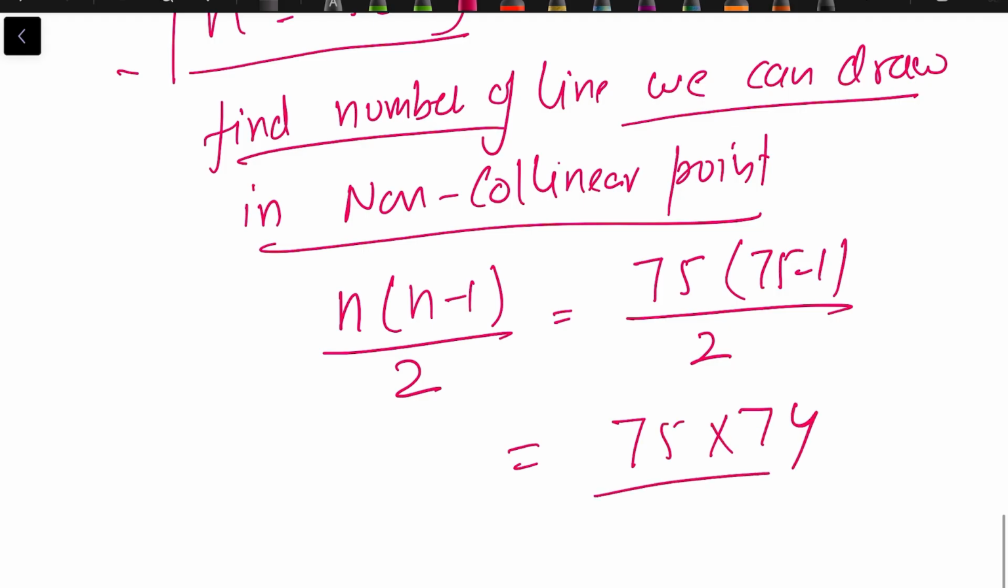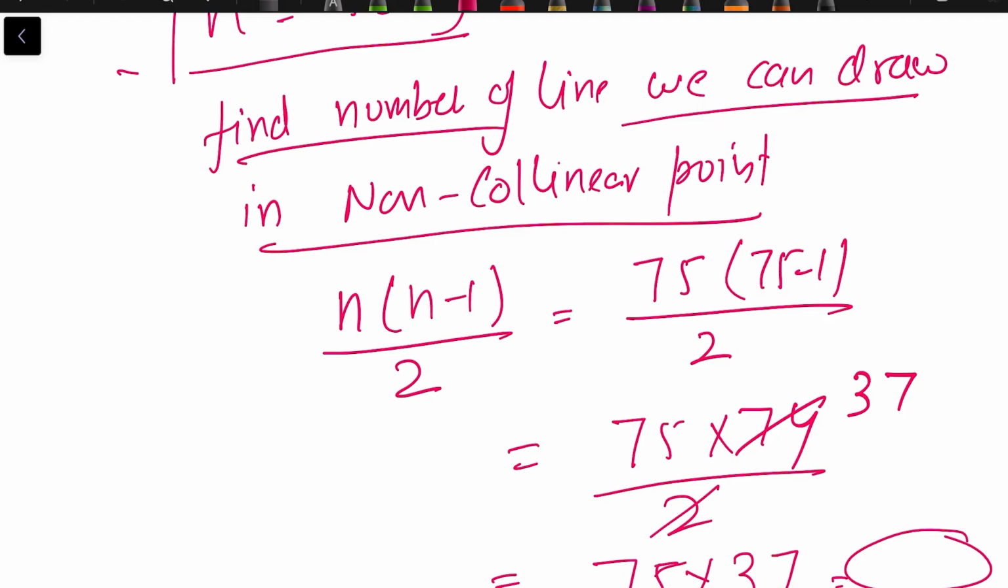75 multiplied by 74 divided by 2. The simple way is to multiply this out. Whatever the result comes, that is the number of lines we can draw from these 75 points. If we have 75 non-collinear points, then we can draw that many lines. Any doubt? When we multiply this, we will have 5 here, then 7, 2. So this is the number of lines you can draw from these 75 points.